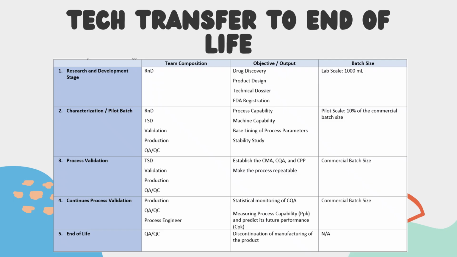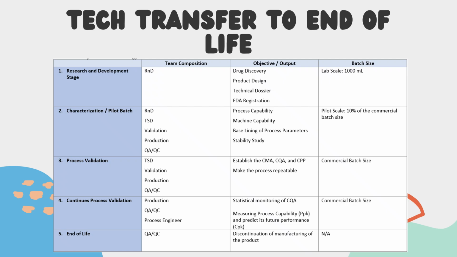Stage 2, characterization or pilot batch. Once approved, we move to pilot scale, about 10% of the commercial batch size. Dito na pumapasok ang teams from validation, QA/QC, and production. The team starts testing machine capability, conducting stability studies, and setting baseline process parameters. Para itong rehearsal ng full manufacturing run.